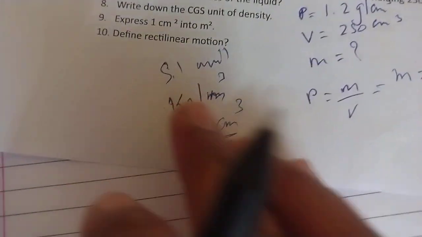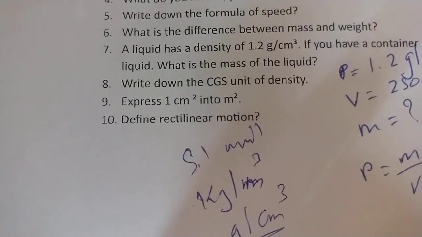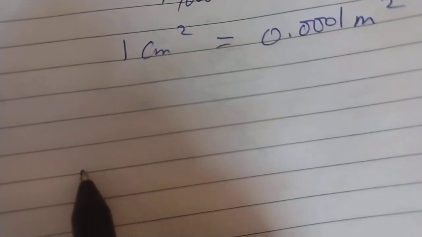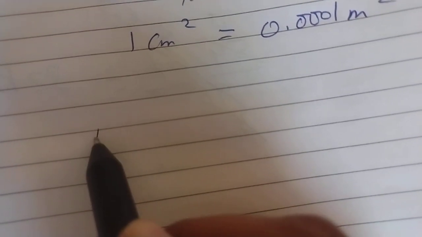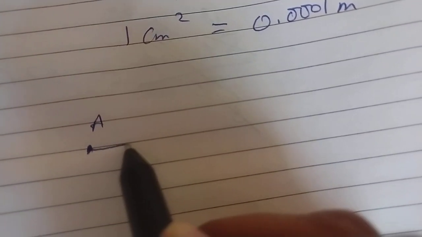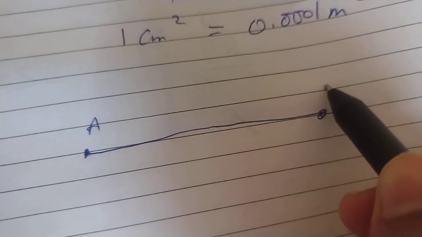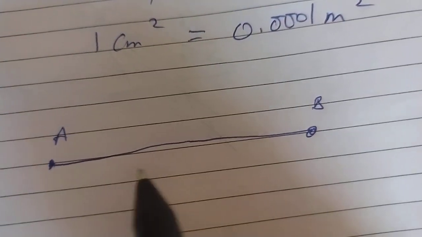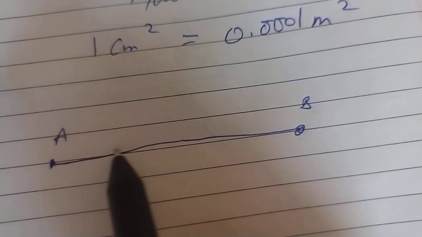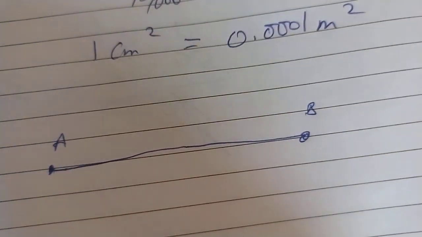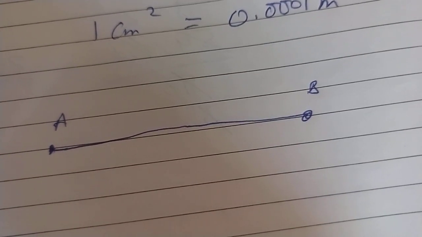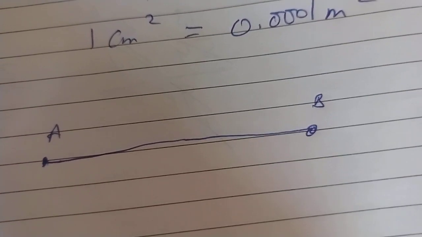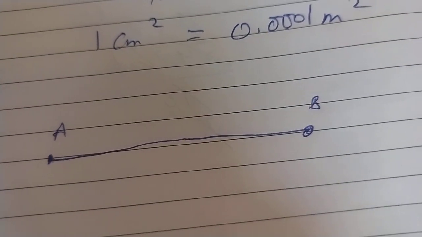Okay, coming back to the last question that we have, define rectilinear motion. If a body is traveling from point A to point B in a straight line without being bent, it is said to be traveling in a linear motion, or you can say it is traveling in a rectilinear motion. So if you have written this answer, you will get marks.